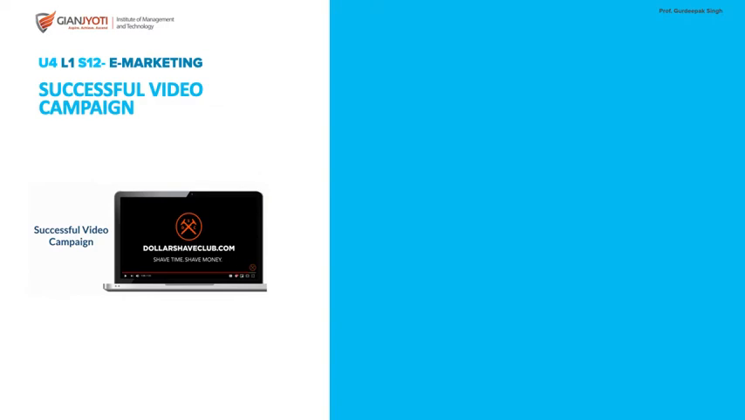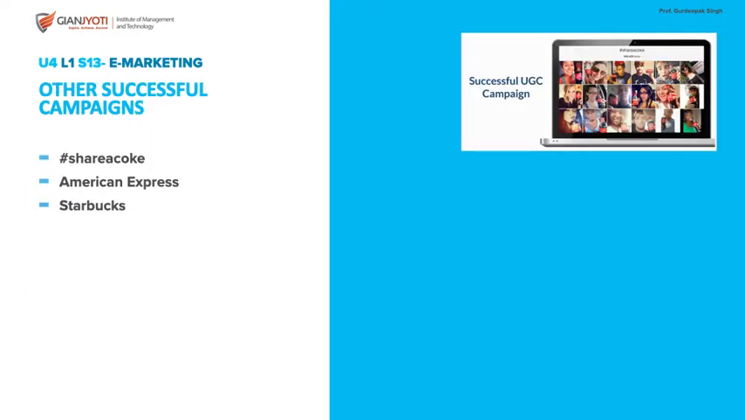So that was a successful video campaign of Dollar Shave Club. Let us look at some more campaigns so that you have a fair idea of different trends that we talked about. So some other successful campaigns. Let us talk about a successful user-generated content campaign. So here the content is generated by the user, which is Share a Coke. So you can share a Coke with your dad. You might have seen this. So this was a very trending campaign when it was launched. Coke started with Australia, and it came to India also. So we'll have a look at that.